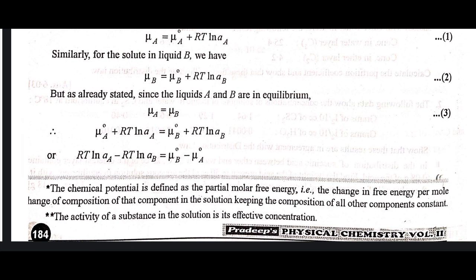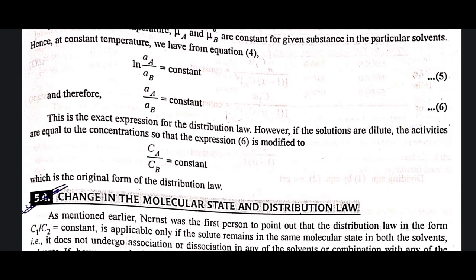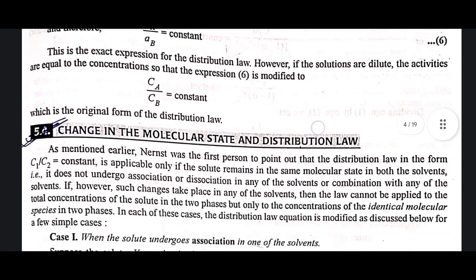Further, at a given temperature, mu A naught and mu B naught are constant for a given substance in the particular solvents. Hence, at constant temperature, we have from equation 4, log aA upon aB is equal to constant, and therefore aA upon aB is equal to constant. This is the exact expression for the distribution law. However, if the solutions are dilute, the activities are equal to the concentrations, so that expression 6 is modified to Ca upon Cb is equal to constant, which is the original form of the distribution law.